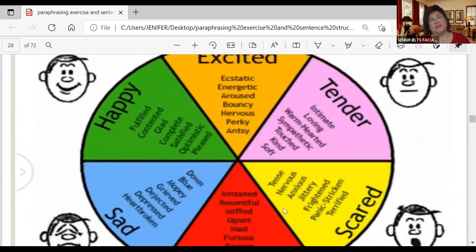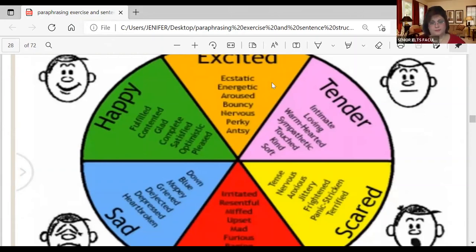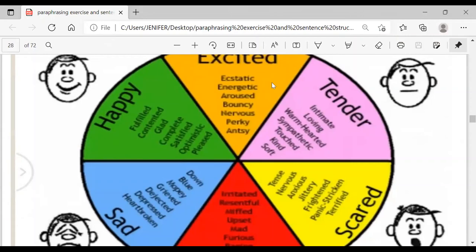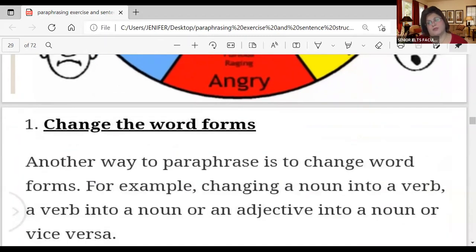Okay. Now, these are the synonyms. Synonyms of excited. Anyone who can read it for me, please. Who is going to read it? Ecstatic, energetic, aroused, bouncy, nervous, perky, antsy. Very good. Similarly, we are going to use these synonyms for particular words. So if you want to write the word happy, keep on using a different word at every place as much as you can. So your bands will increase to a great extent.